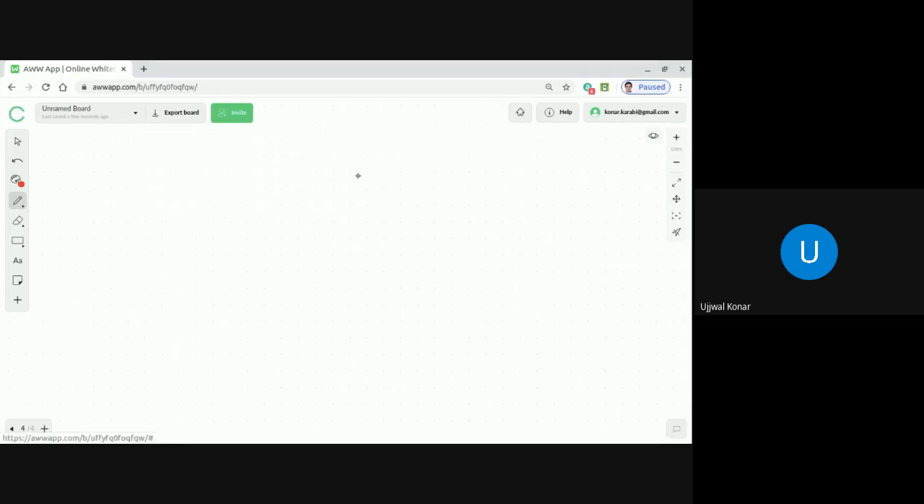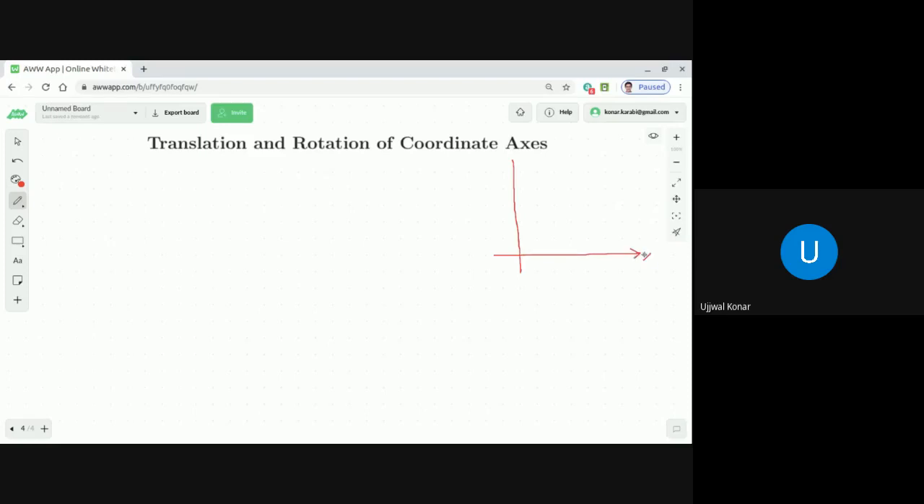Translation and rotation of coordinate axis. Translation and rotation, what is meant by that? Okay, so let us first construct a coordinate axis. So this is our coordinate axis, x o x dash, y o y dash.